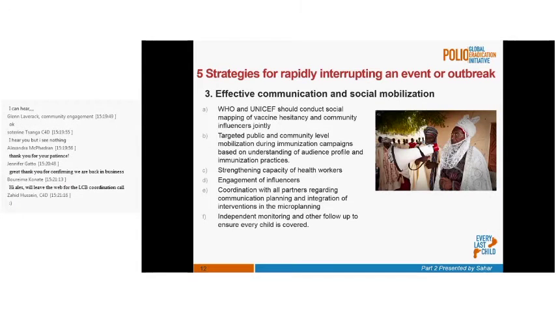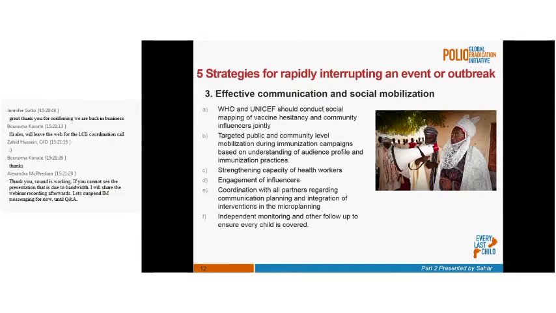The third strategy for interruption is effective communication and social mobilization. Classically, this is very much UNICEF's area, but it starts initially with undertaking social mapping of vaccine hesitancy and community influencers jointly. It's important in this phase, at the very beginning, that we know exactly what the epidemiological as well as the social context and situation are, so that we are in the best position to design the best interventions to reach all the children in these areas.